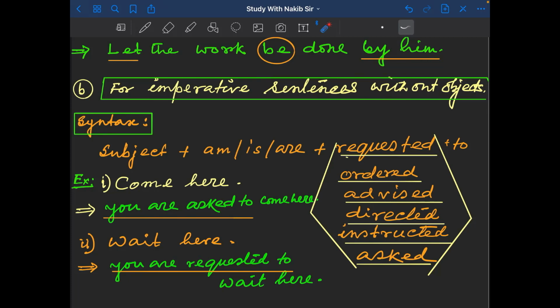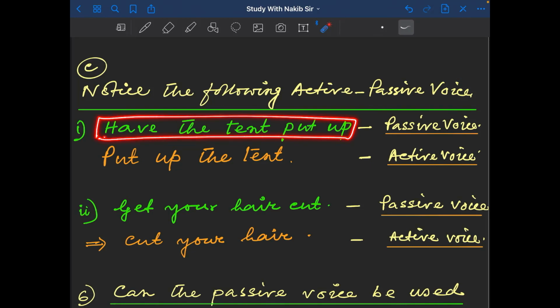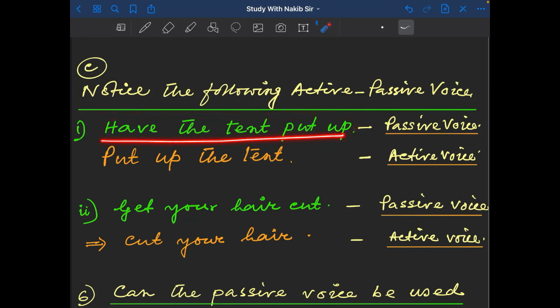Now, some special types of imperative sentences in the passive voice. They are almost always used in the passive voice. Notice the following active and passive voices. See, have the tent put up. That means have the tent put up by your workers or by some people. It is passive, and this sentence is generally used in passive voice. So have the tent put up is a passive voice, and its active voice is put up the tent.